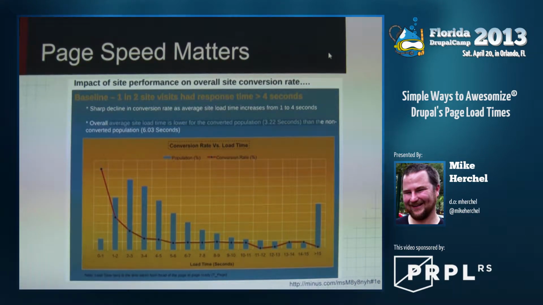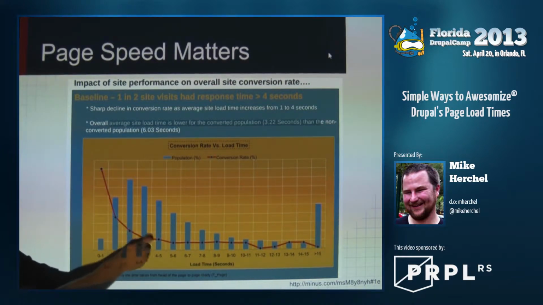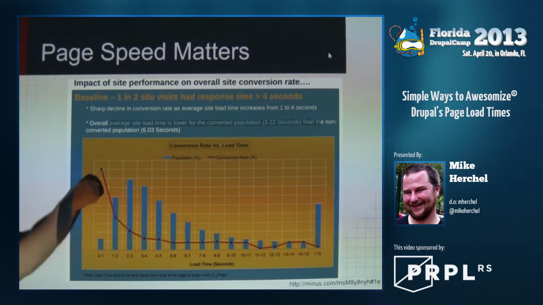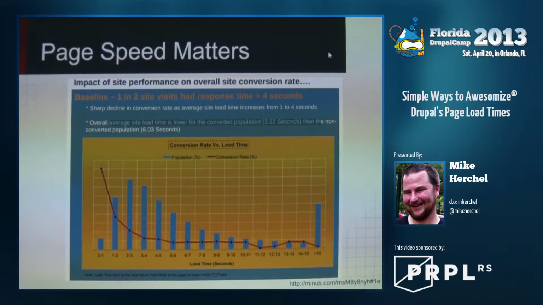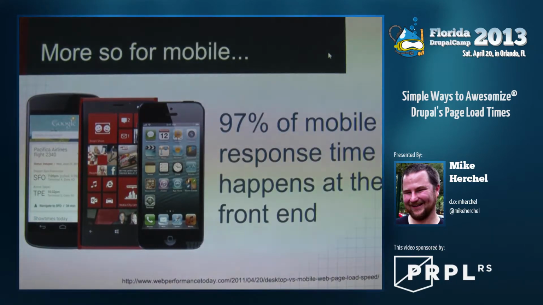Those people are probably on dial-up. But look at the drop-off in conversion rates on Walmart.com when you go from 0 to 1 second. That's about a half. If they can make their load time less than a second, their sales are going to more than double. And it goes down, it's very exponential right there. So you guys already know that because that's why you're here.